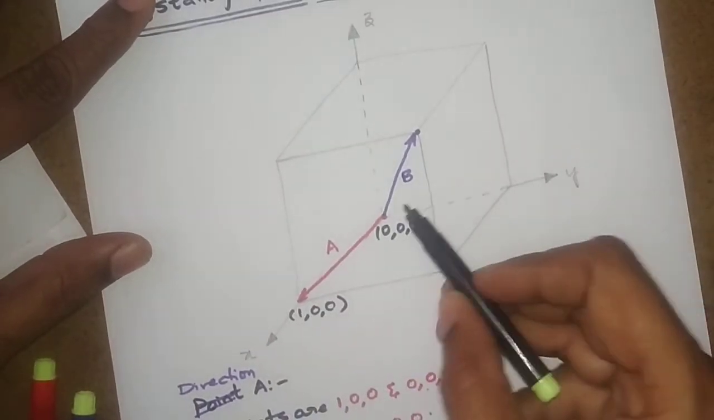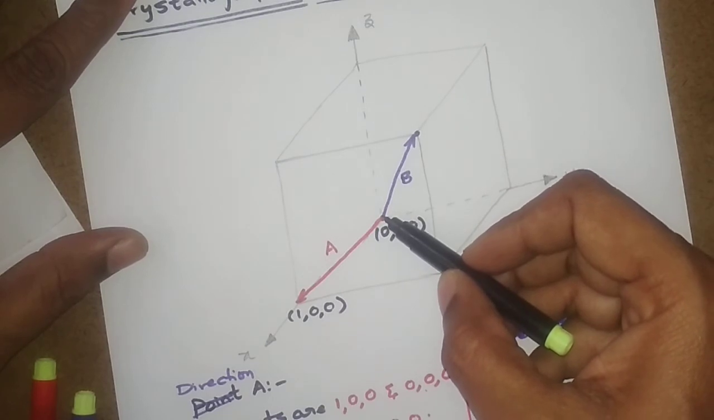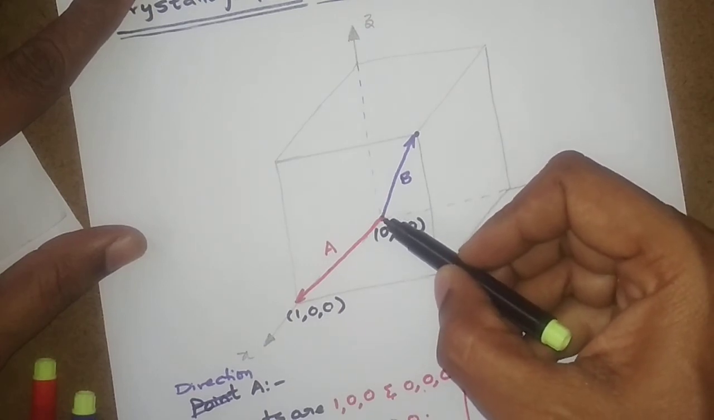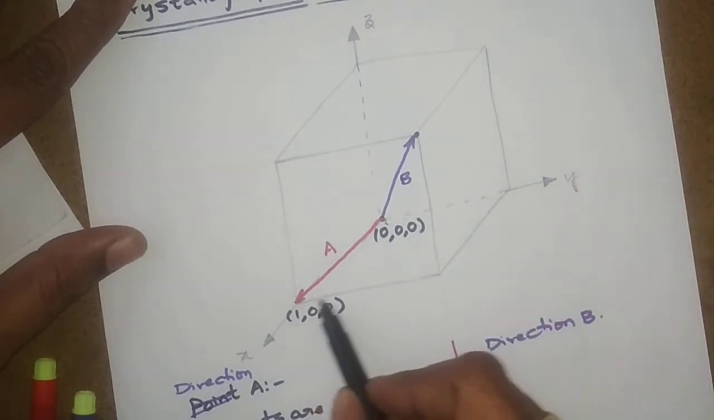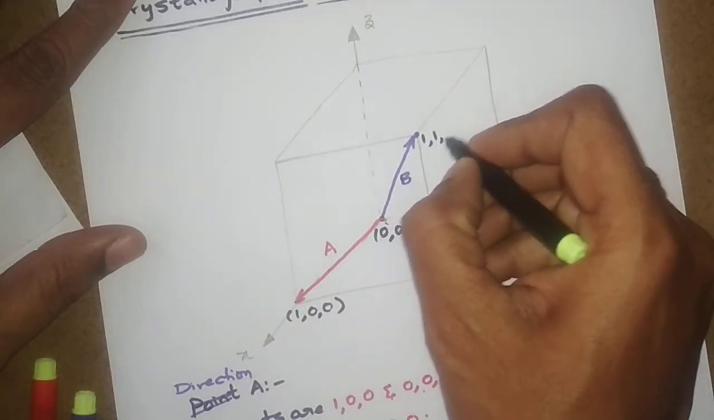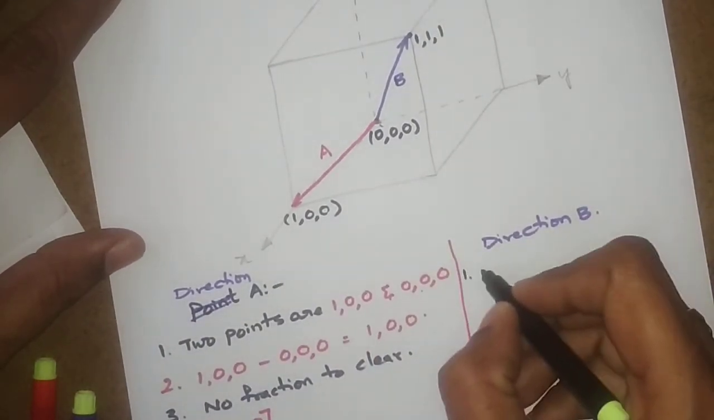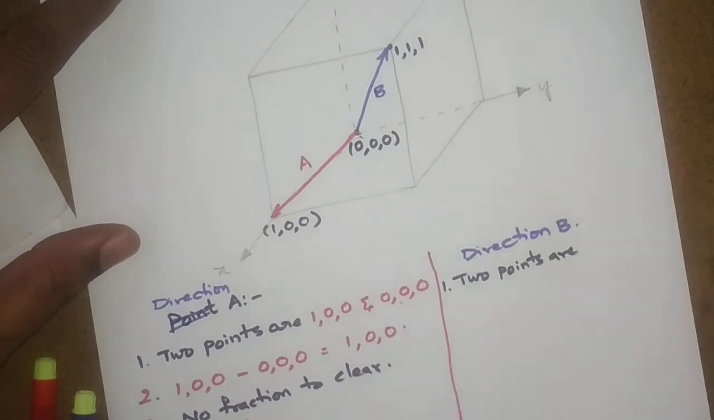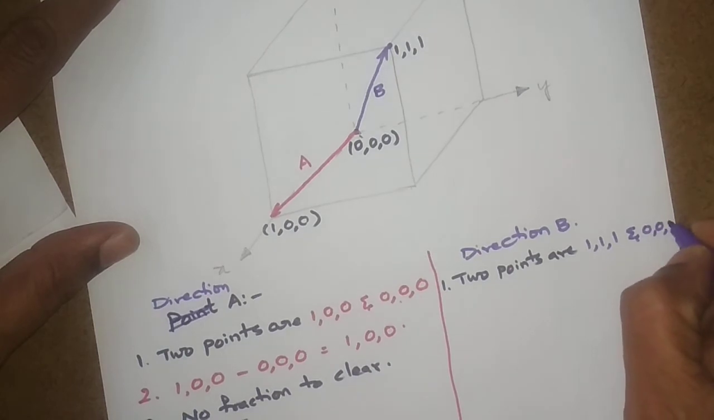What are the 2 points? First, let us identify the coordinates of the 2 points. This is the direction B. This is the tail of the line, and this is the head. The coordinates of the tail point are the origin, and to reach this point, you have to travel 1 unit in the x direction, 1 unit in the y direction, and 1 unit in the z direction. So the coordinates of this point will be 1, 1, 1. So the 2 points are 1, 1, 1 and 0, 0, 0.